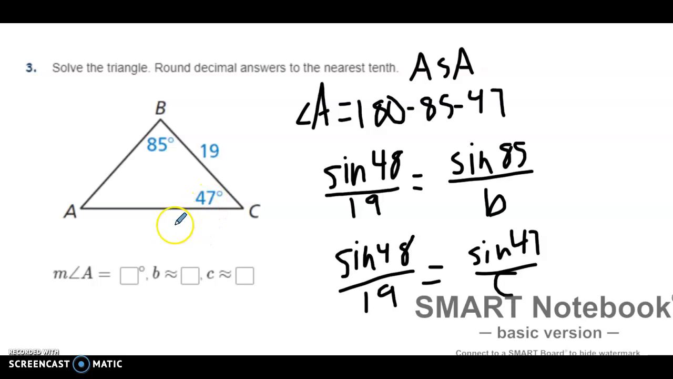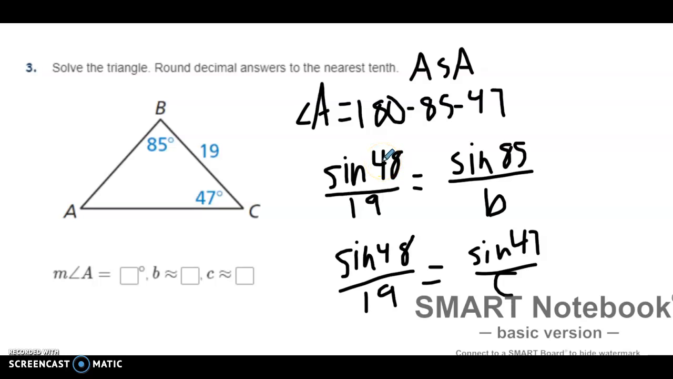Okay, number 3. Solve the triangle means to find all 6 pieces of it. Well, 2 angles and a side are given. Angle, side, angle. So I can use the law of sines to help me on that. First thing I would do is find the other angle, because you know that the angles add together to get 180. So 180 minus 85 minus 47 is 48.